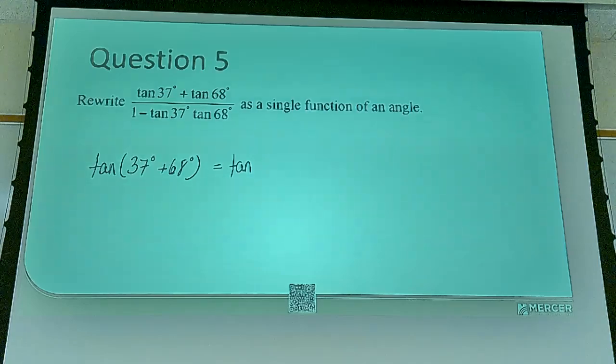37 plus 68. 30 and 60 is 90. 7 and 8 is 15, right? 90 and 15, 105. That's tangent of 105 degrees.